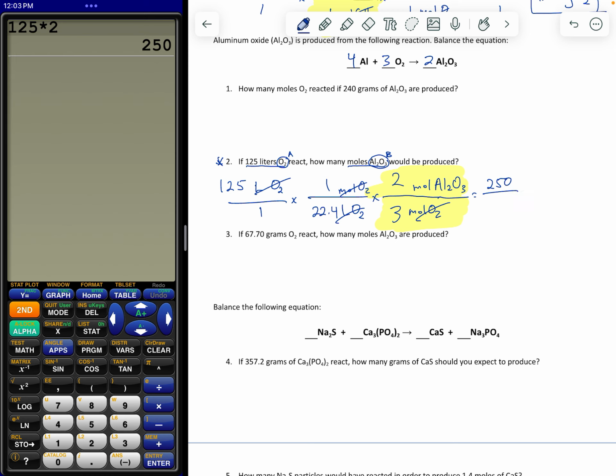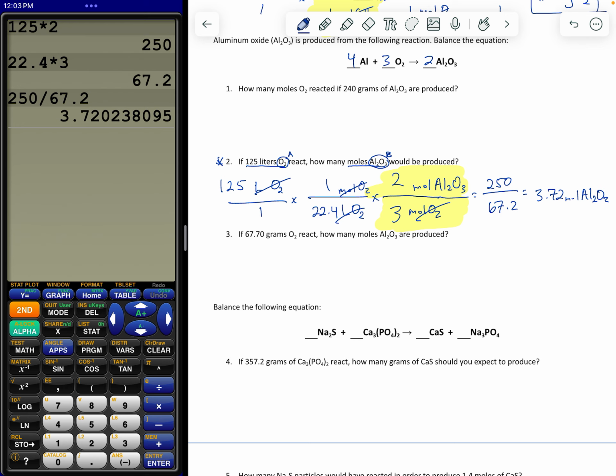1 times 22.4 times 3. Again, I'm ignoring ones because we don't need to worry about them. That's when we have our 67.2. 250 divided by 67.2 is going to give us 3.72 moles of aluminum oxide.